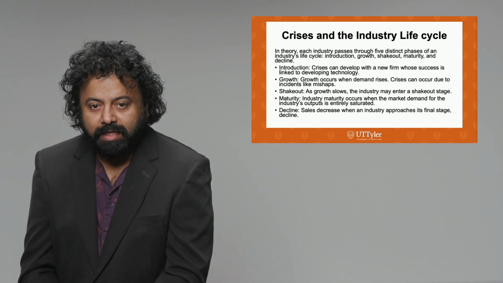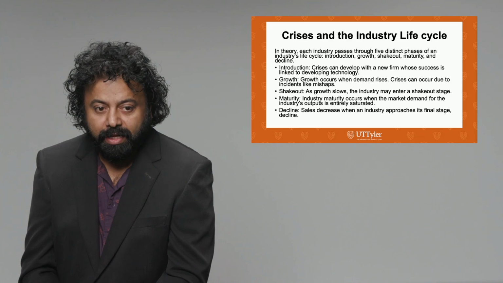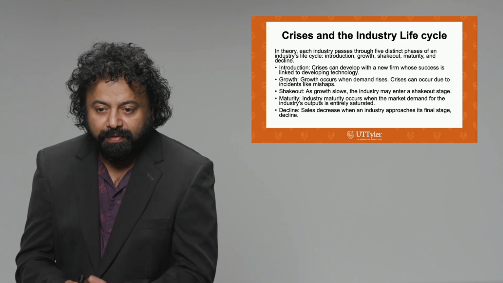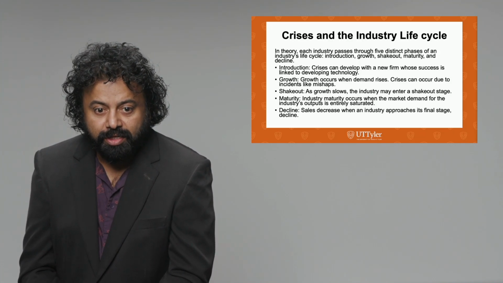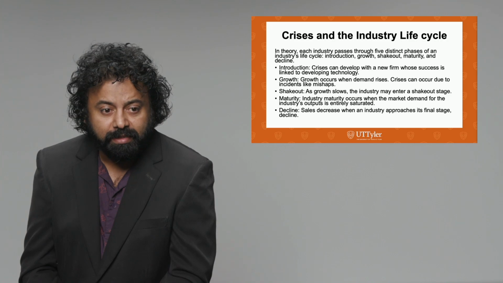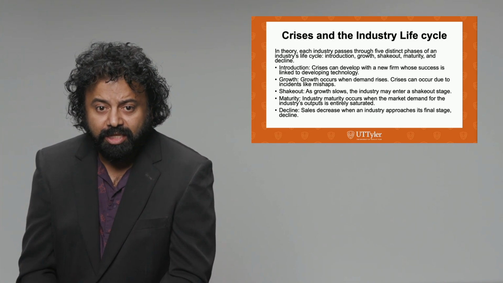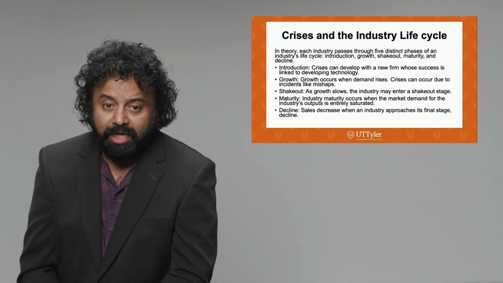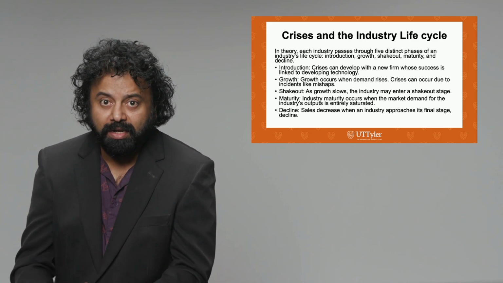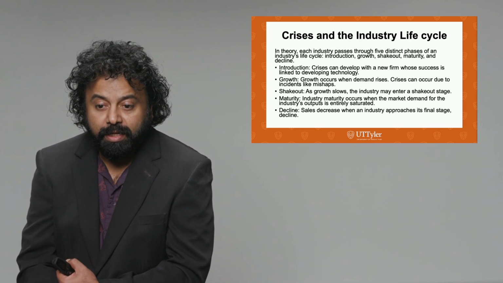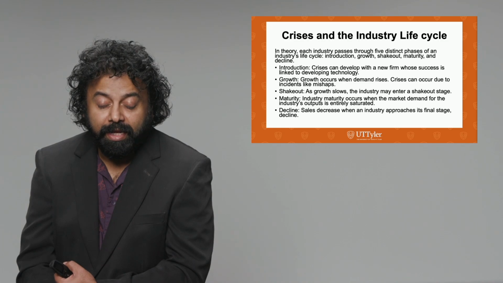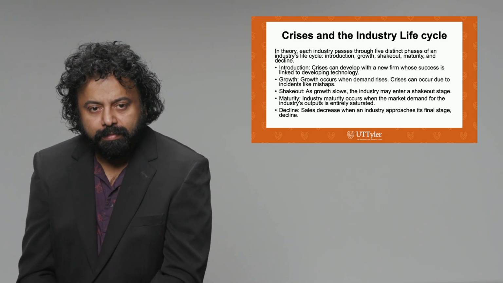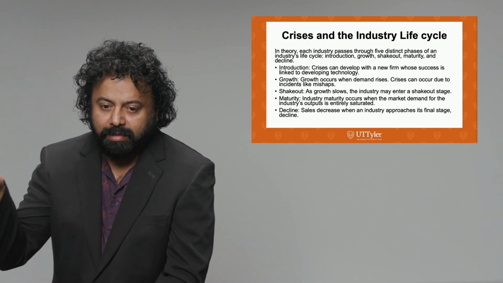So the crisis and the industry life cycle. Each industry typically goes through 5 distinct phases in the life cycle: introduction, growth, shakeout, maturity, and decline. Introduction: crises arise when new firms rely on emerging technologies or introduce innovative products that are vulnerable to imitation and intellectual property theft. Growth occurs as demand increases.